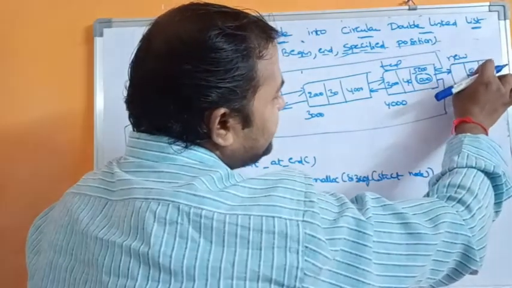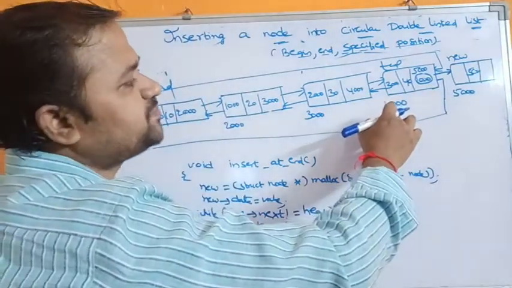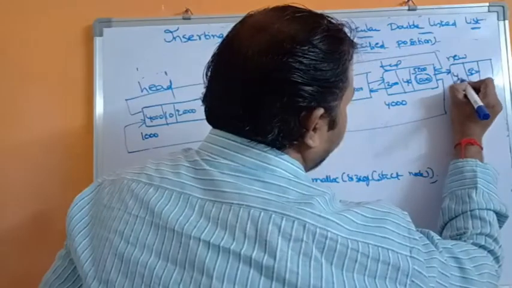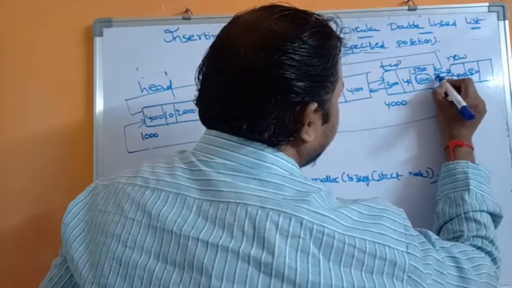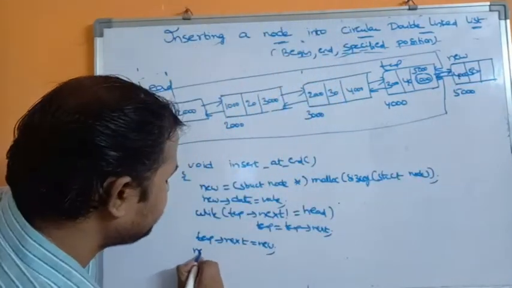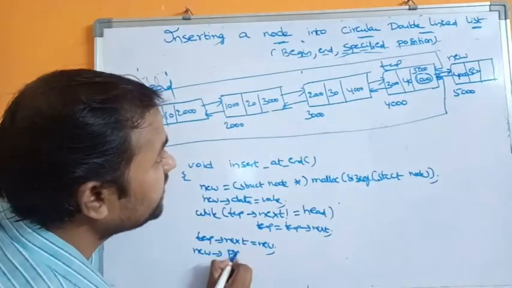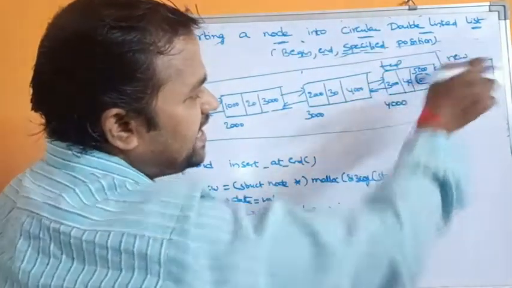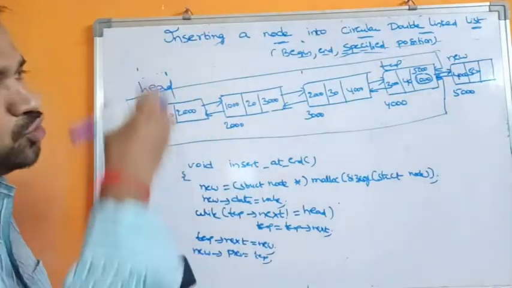Next, after inserting, this node has to point to its previous node. So what is its previous node's address? 4000. If we store 4000 here, then a link will be formed like this. So the statement is new->pre = temp. So the connections are established from the last but one node to the last node.